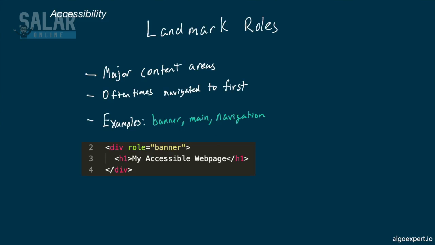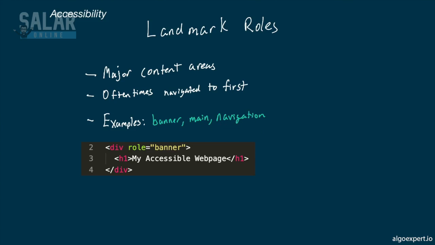ARIA roles are broken down into a variety of different categories, the first of these being landmark roles. And landmarks are simply major content areas or navigational landmarks. Oftentimes, these are what the user will navigate to first when they are using assistive technology. Some examples of these are banners, the main content, or navigation.